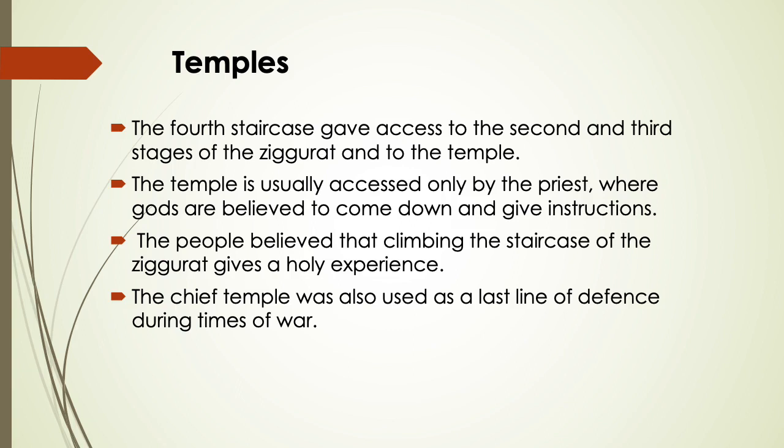The four staircases gave access to the second and third stages of the ziggurat and to the temple. The temple is usually accessed only by the priest, where gods are believed to come down and give instructions. The people believed that climbing the staircase of the ziggurat gives a holy experience. The chief temple was also used as a last line of defense during times of war. The king was the chief priest of the temple and lived close to it.